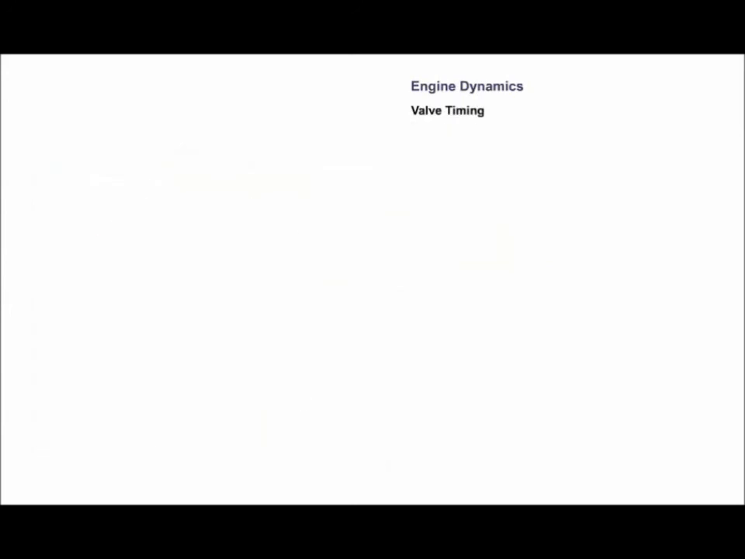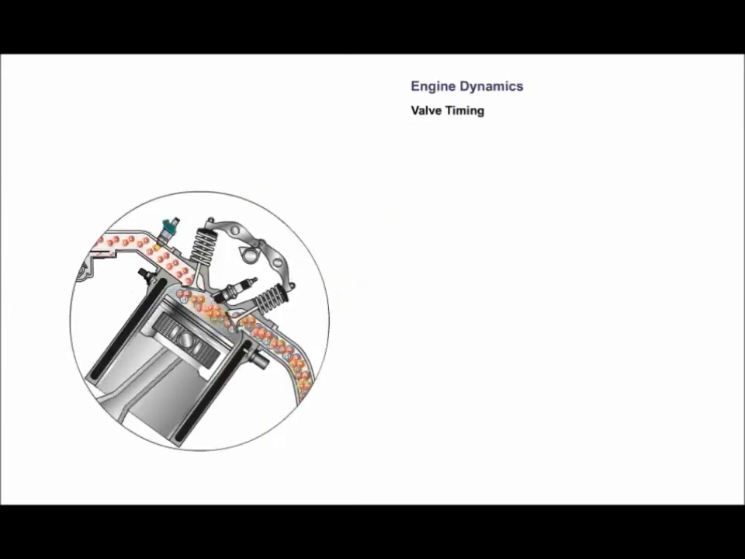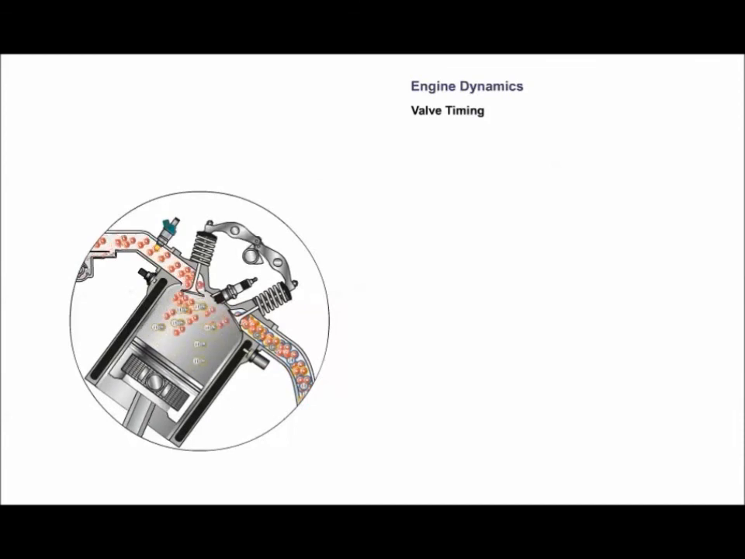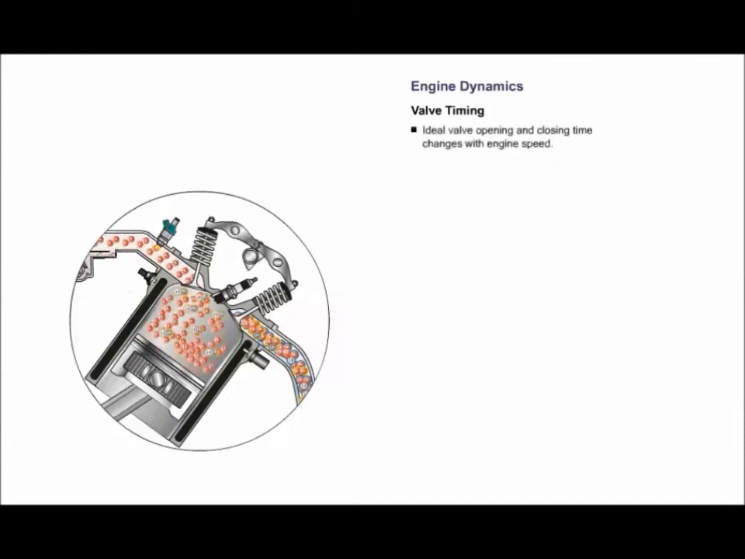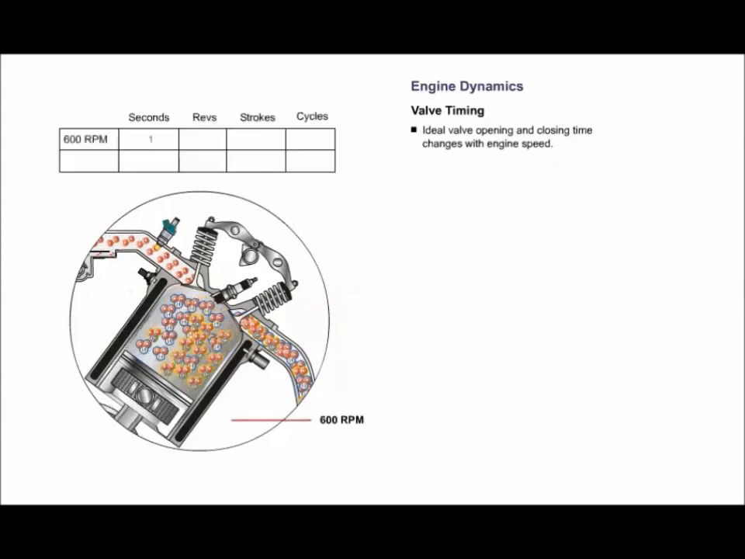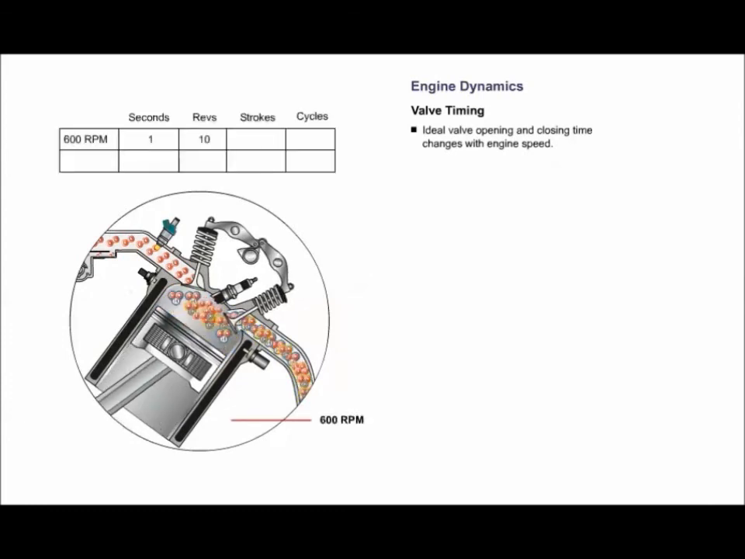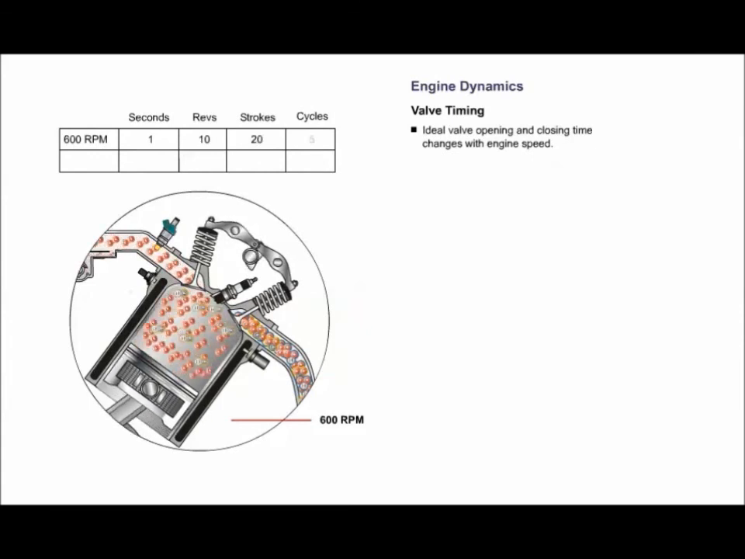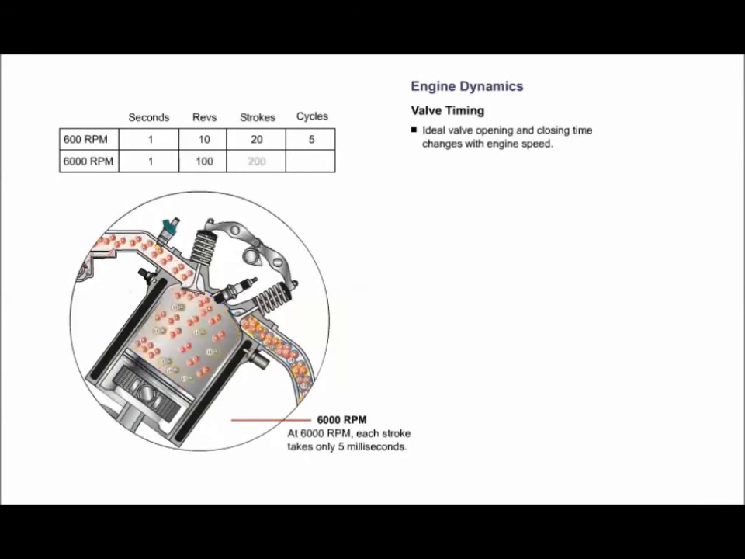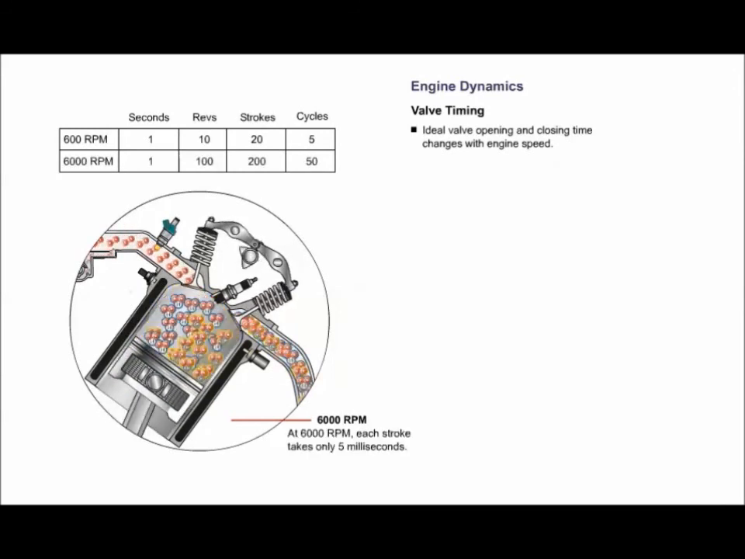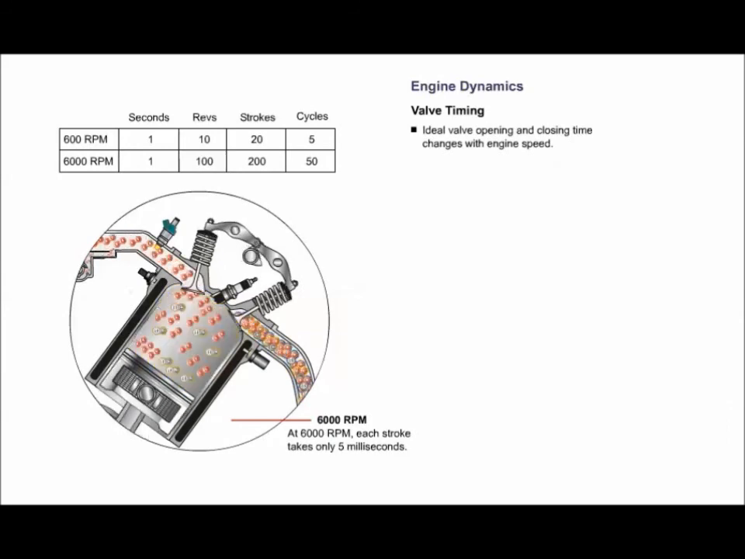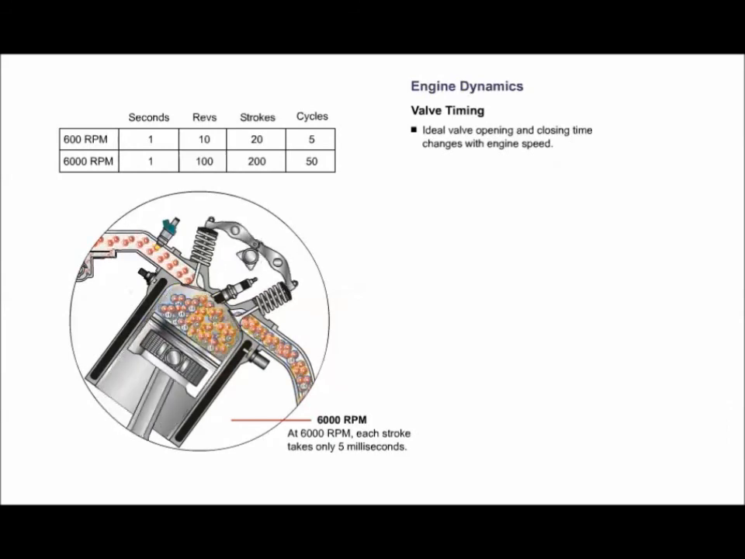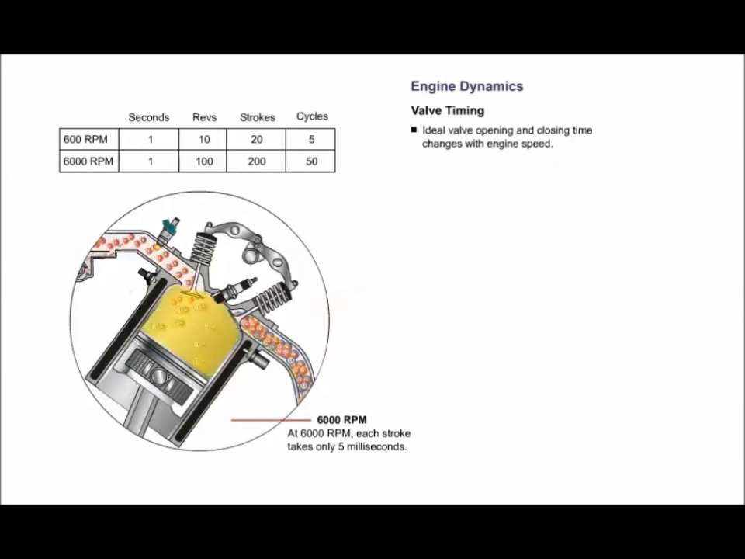The speed of the engine and the resulting speed of the air being drawn in changes what would otherwise be ideal valve opening and closing times. For example, an engine at 600 RPM is turning 10 revolutions per second, the piston is moving 20 strokes per second, and 5 cycles are taking place per second. At 6,000 RPM, everything is 10 times those numbers. As you can see, the amount of time the engine spends on any single stroke is very small.